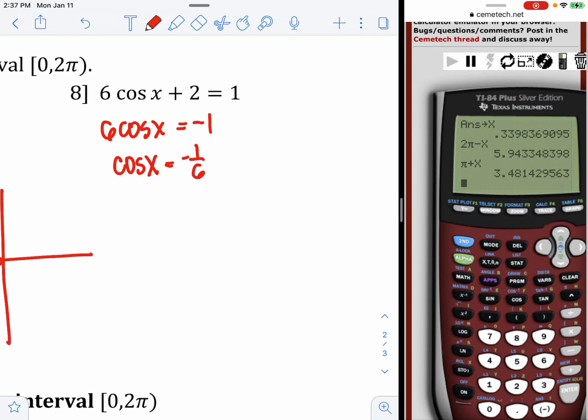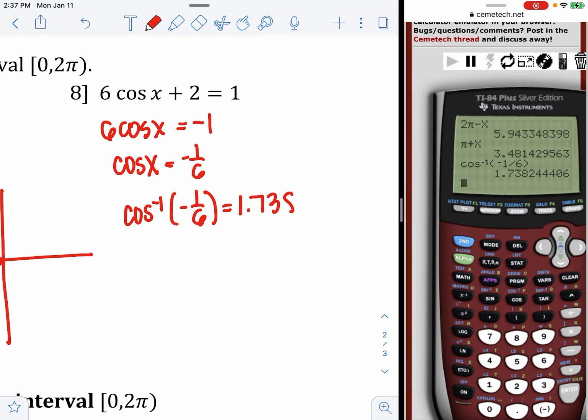Okay, so now I'm going to use cosine inverse to help me find an angle measure. Notice I'm not saying to find the answer, to find an angle measure. That might not necessarily be my answer. Cosine inverse of -1/6 is 1.738.